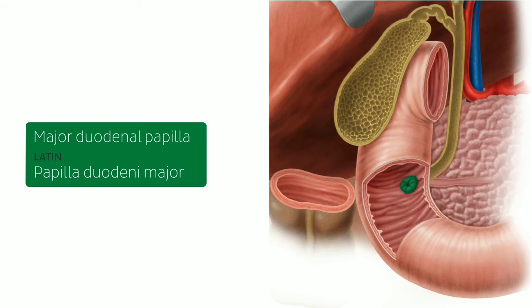It's important to remember that this papilla is surrounded by a muscular valve, which regulates the flow of bile and pancreatic fluids in the duodenum. This valve is known as the sphincter of Oddi.